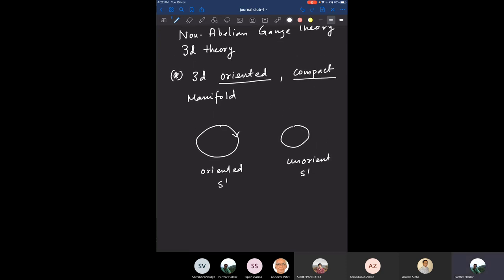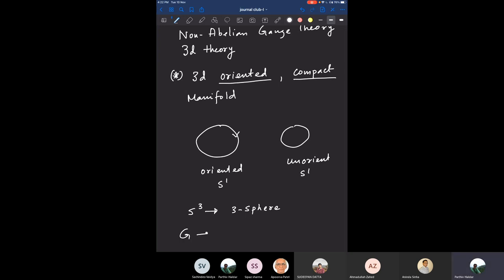Compact, again, the circle is a very good example. The circle and all spheres are very good examples of compact manifolds. So, for example, we will work in S3, which is basically a three-sphere. So we'll work with the oriented three-sphere.